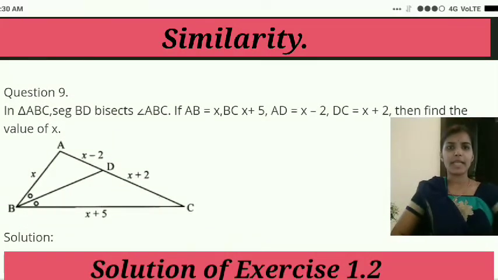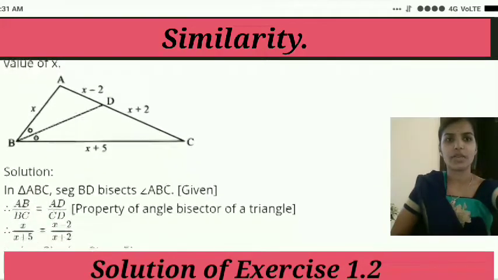In triangle ABC, segment BD bisect angle ABC. If AB is equals to X, BC is equals to X plus 5, AD is equals to X minus 2 and DC is equals to X plus 2. So here we have to find out the value of X. So we also use the angle bisector property. So we see our solution.